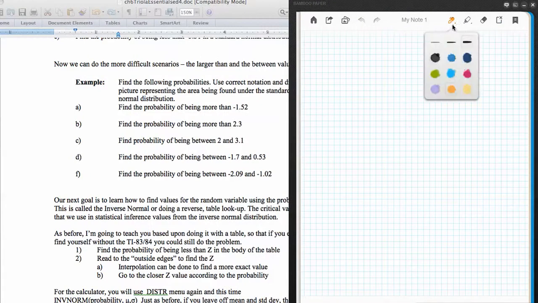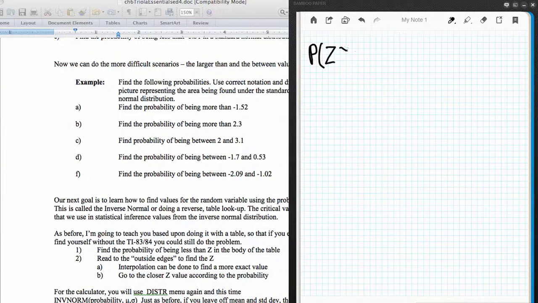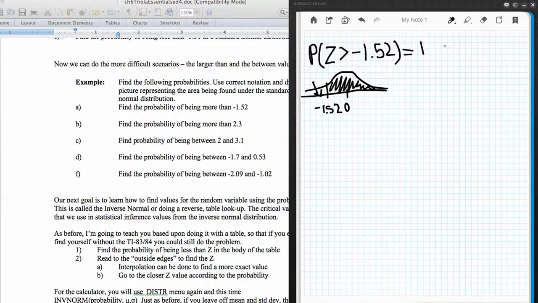We have the probability of z being greater than a negative number, greater than negative 1.52. So I draw up the picture first of all. Here's my picture, here's my 0, here's my negative 1.52, and I'm going to shade that in over here. That's what I want for my probability. Well, I can't find that in a z-table. I can only find this over here. So that's the complement of what I can find. So this is going to be 1 minus the probability of z being less than negative 1.52.